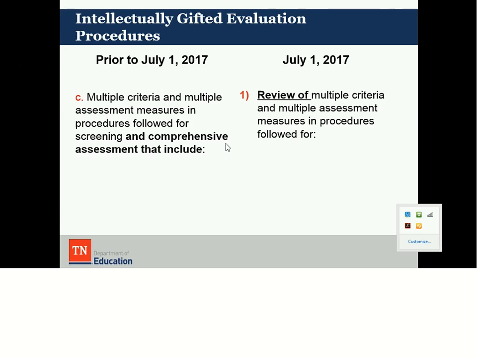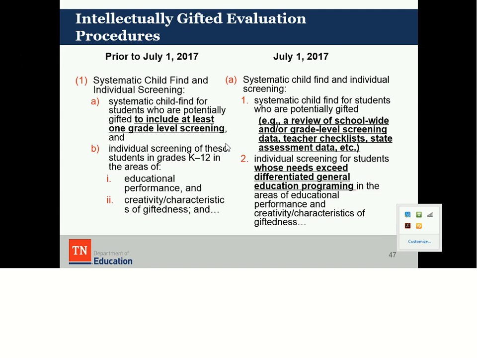So when we're talking about the actual evaluation procedures, you'll see that there were just some minor changes in regards to wording in the initial part of the evaluation procedures. We're reviewing multiple criteria with multiple assessment measures, and that's what we're doing throughout the assessment process. The screening outline that's included in the evaluation procedures was revised a little bit to match what the current policy has been through memos that were sent out, as well as to make sure that this is not necessarily a requirement to precede the evaluation.